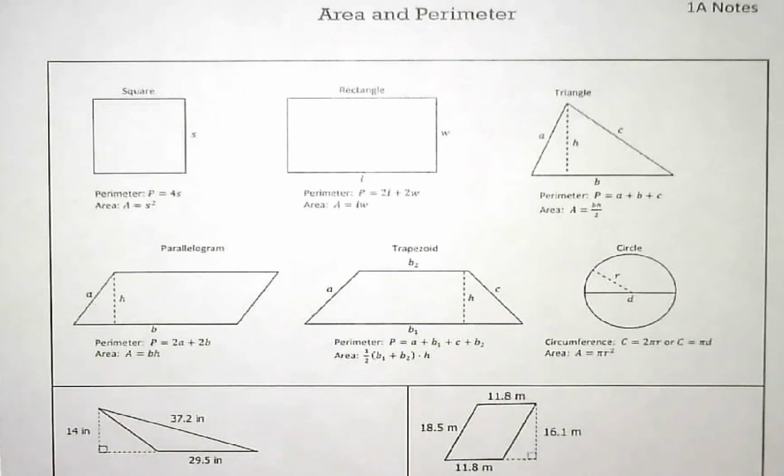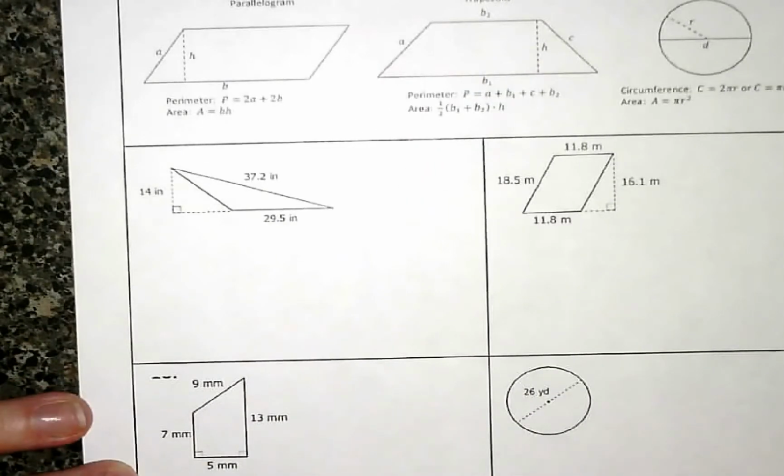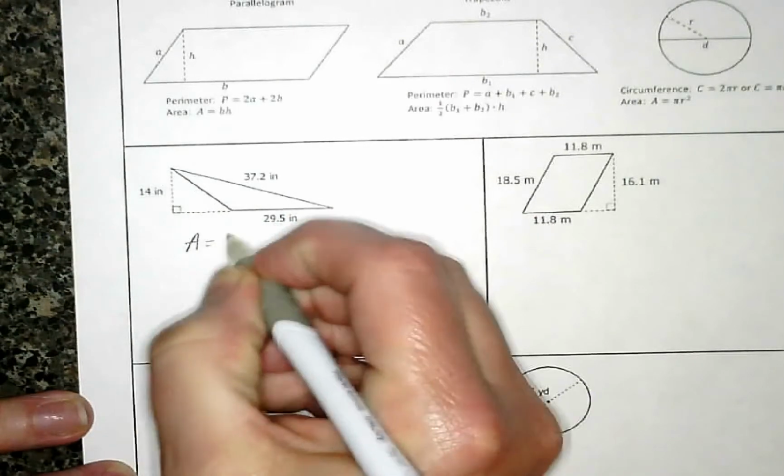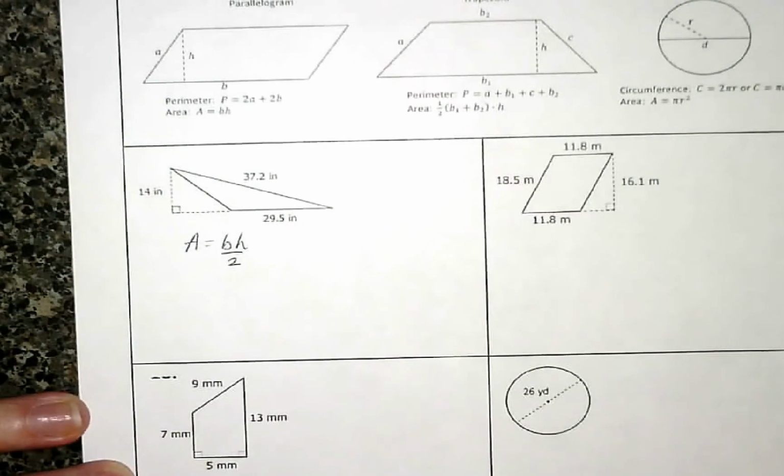So at the top here you can see I've got the formulas for area and perimeter of all these different shapes. You can also check the sheet with everything on it that I handed out also. All right, so let's just go down here. Just a quick reminder as far as triangles go. Triangle formula is base times height divided by 2. The base and the height are always perpendicular to each other.